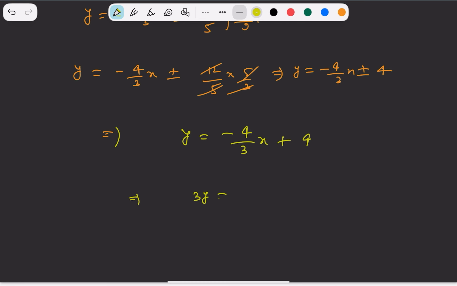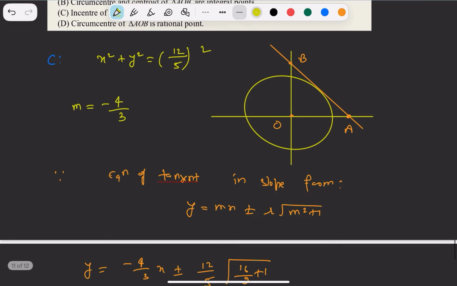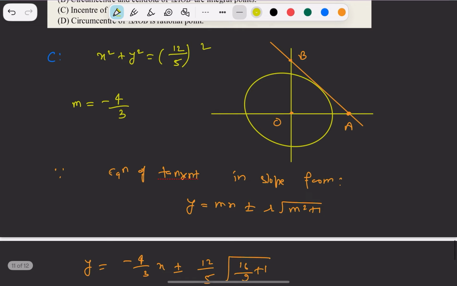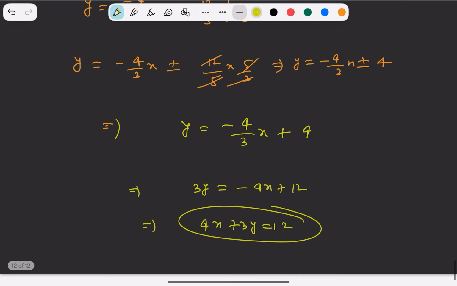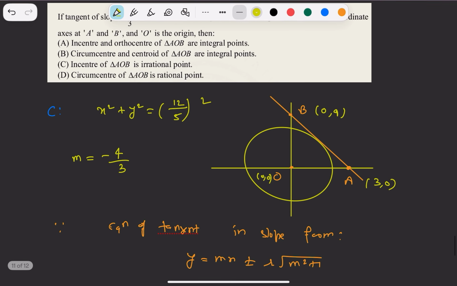So, let us simplify it. What are we going to get now? 3y equals minus 4x plus 12, or we can write here 4x plus 3y equals 12. From here I guess we can write the point A as well as point B. So, what is point A we are going to get now? Substitute y equals 0, so x will be 12 by 4. So, how much are you going to get now? 3 comma 0. And similarly, if you substitute x equals 0, so 12 by 3, that is 4. So, 0 comma 4, and the origin is already given, 0 comma 0.